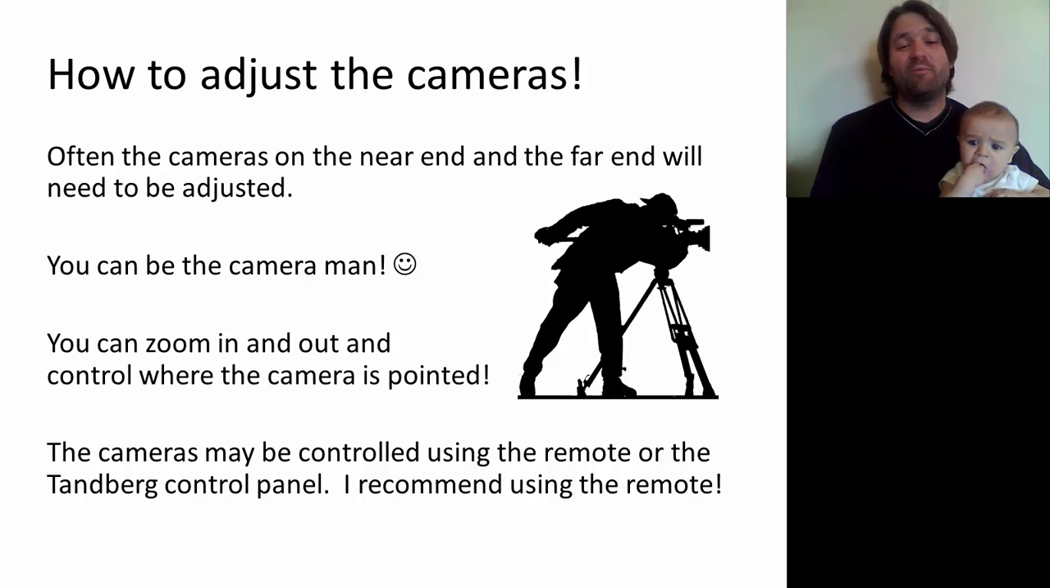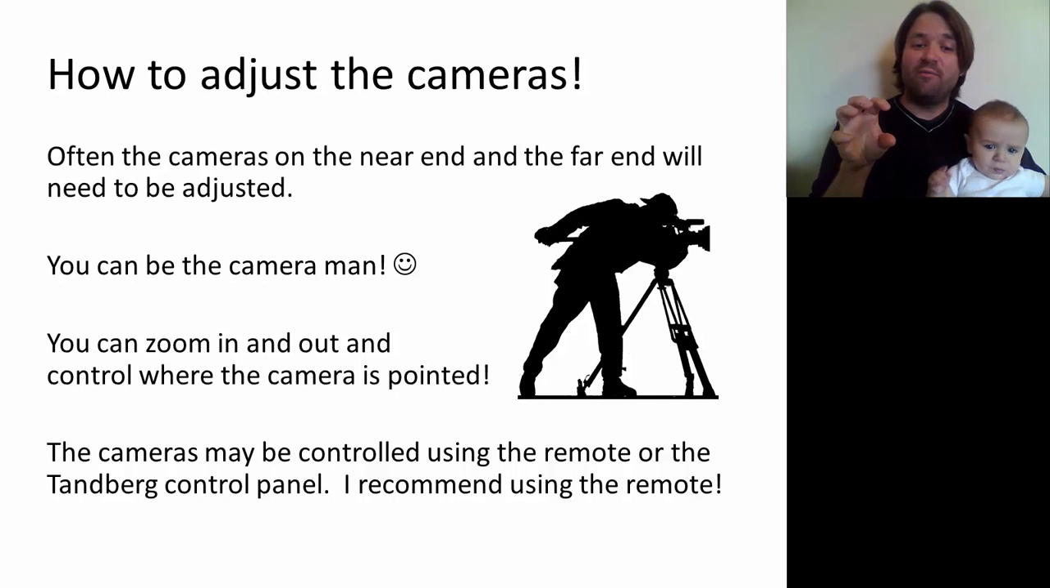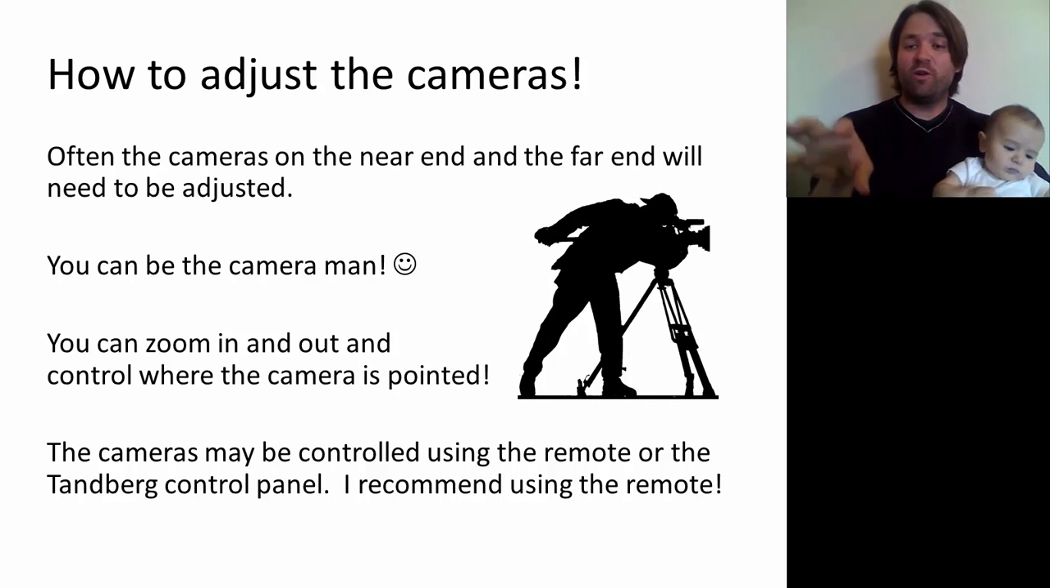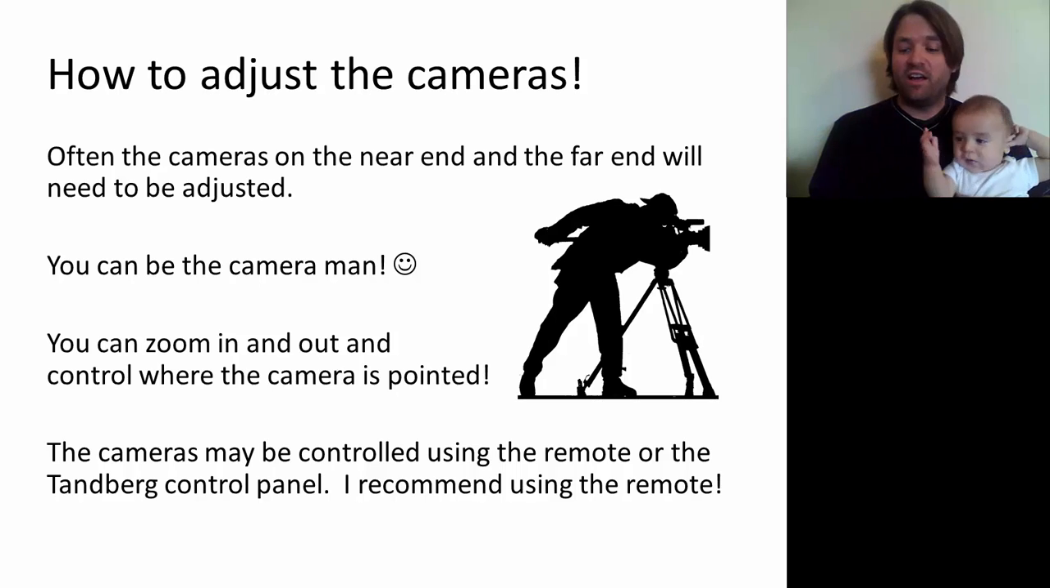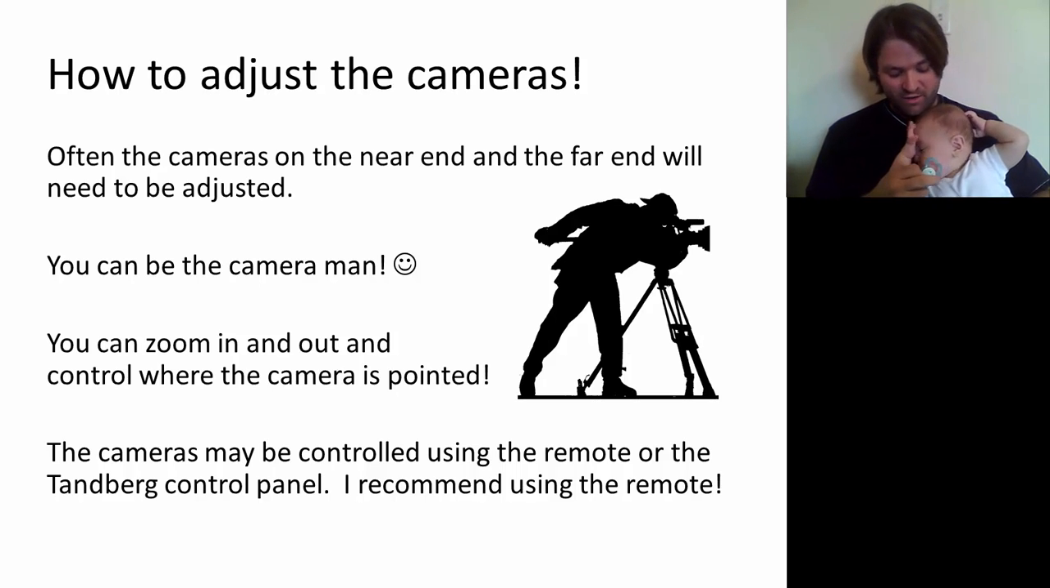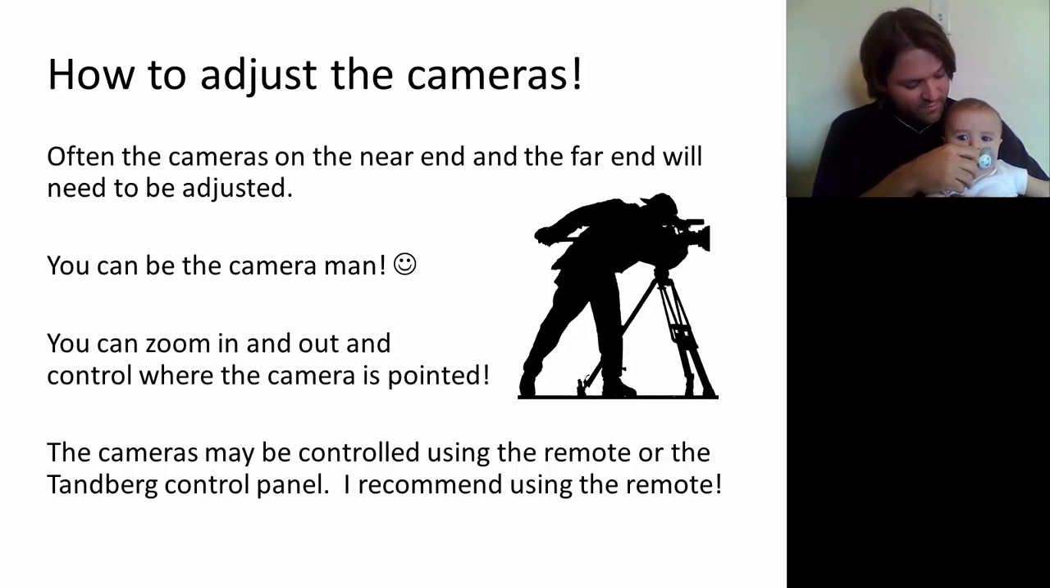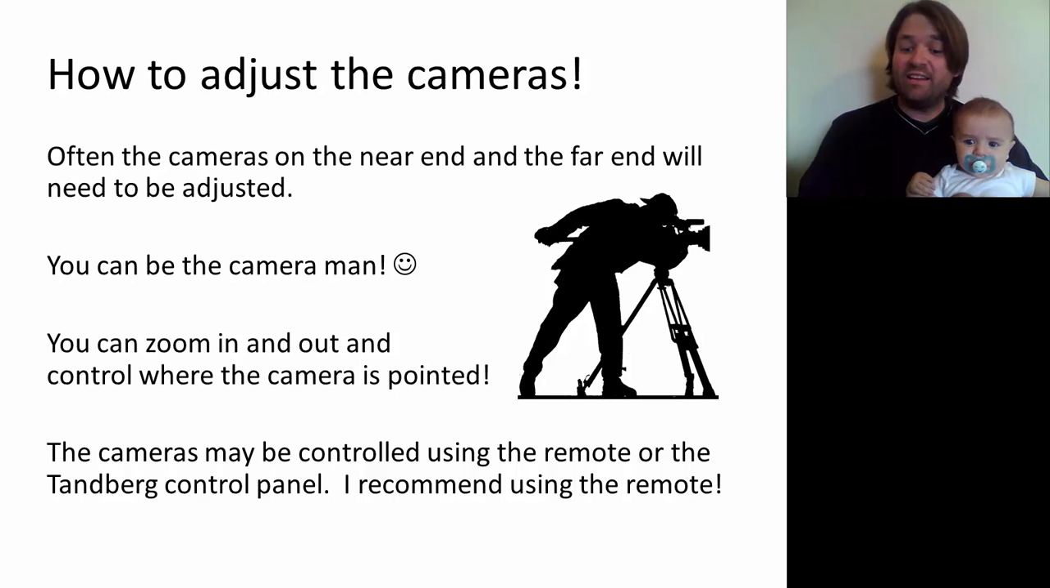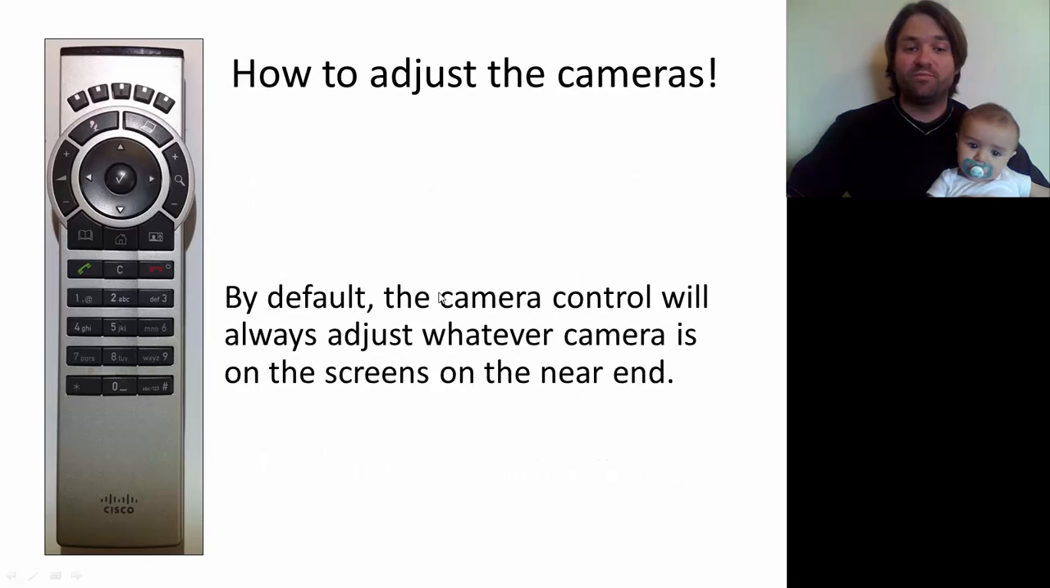So often the cameras on the near end or the far end will need to be adjusted, and this is your chance to now be the cameraman. You can zoom in and out. That's one of the things, and you can control where the camera is pointed. You can move it up and down and left and right. One thing that you cannot do is focus. That's something that the system is going to automatically do.